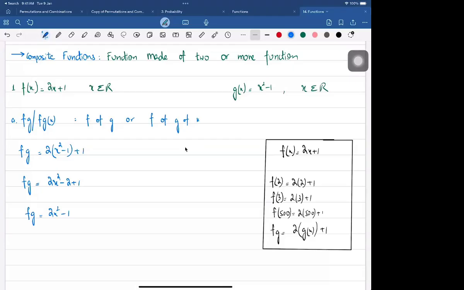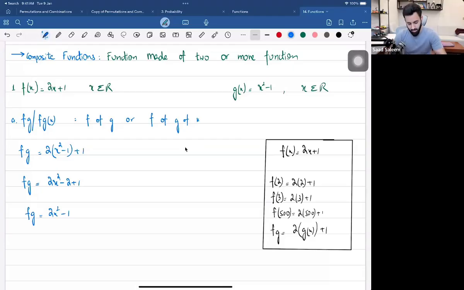So fg of x is basically read as f of g or f of g of x. Just a minute. And here what we do is we plug in function g in function f.